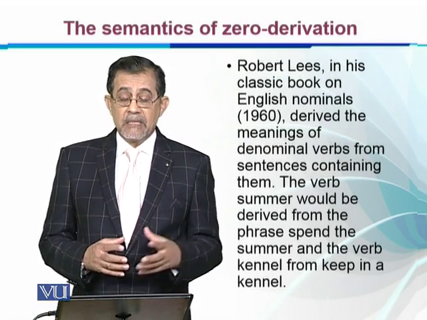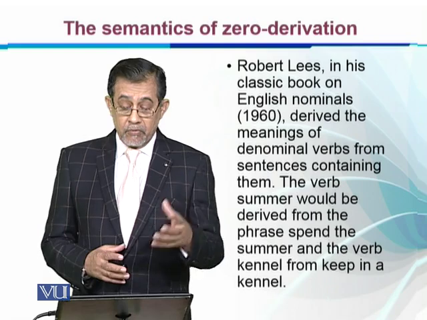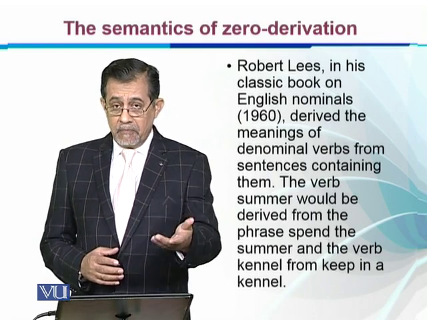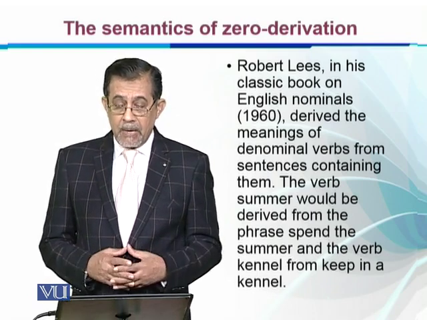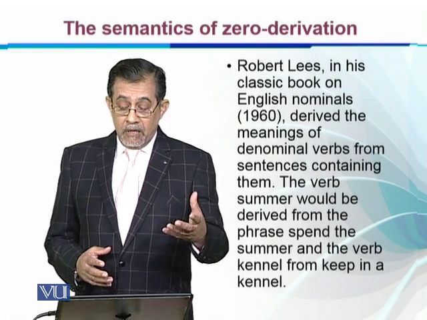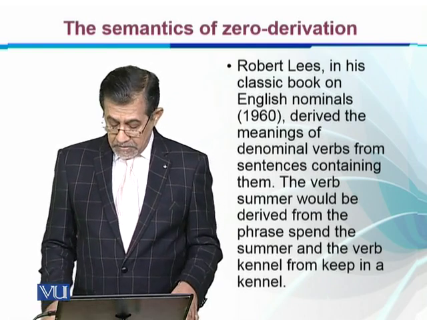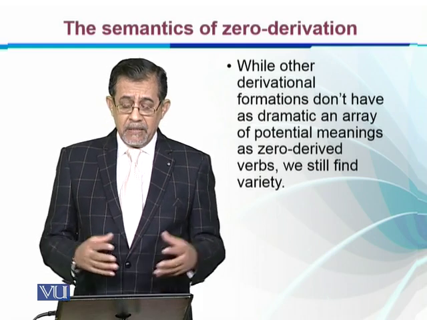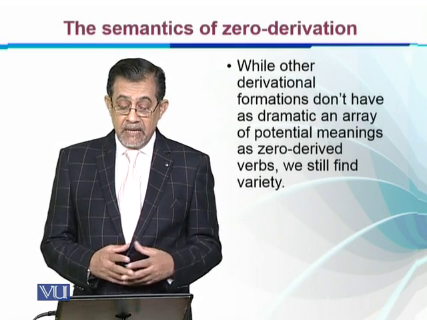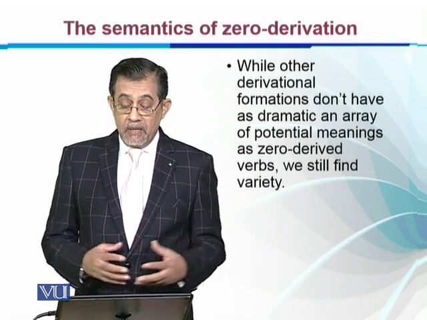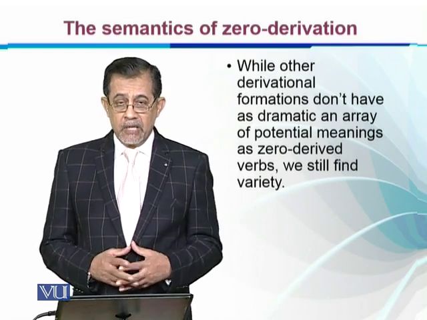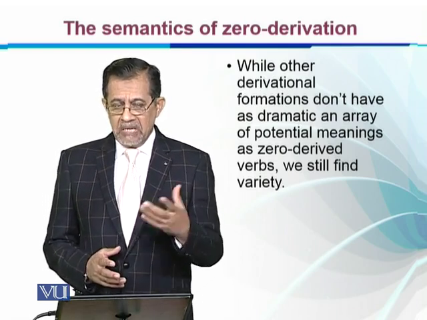Robert Lees, in his classic book on English nominals, derived the meanings of denominal verbs, the verbs that have been derived from nouns, from sentences. The verb summer would be derived from the phrase spend the summer, and the verb kennel from keep in a kennel, keep the dog in the kennel. While other derivational formations don't have as dramatic an array of potential meanings as zero-derived verbs, we still find variety. The morphologists will keep on working to look for new varieties of meaning in words.